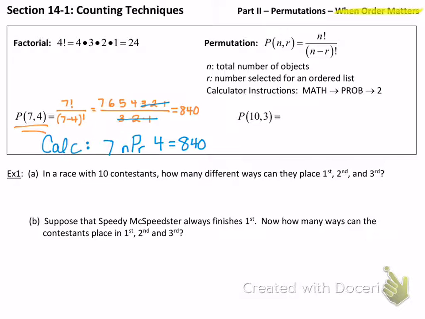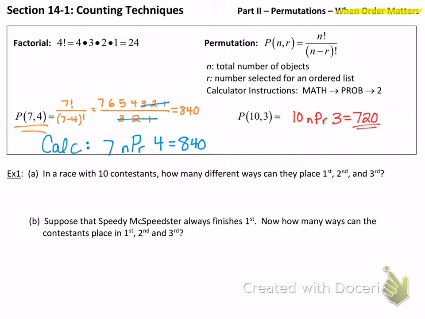So make sure you can do it in the calculator, and you get the answer you're supposed to get. Then for the next one, 10 choosing 3, you do in the calculator 10 choosing 3, which is 720. And if I did the formula, I would have 10 factorial over 7 factorial. So I would multiply 10 times 9 times 8, which would give me 720.